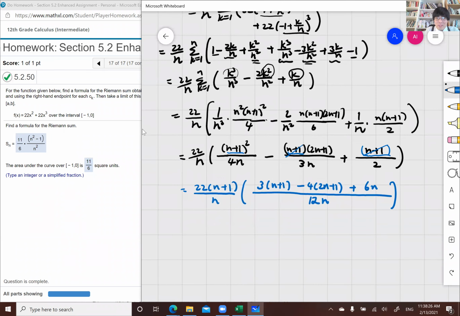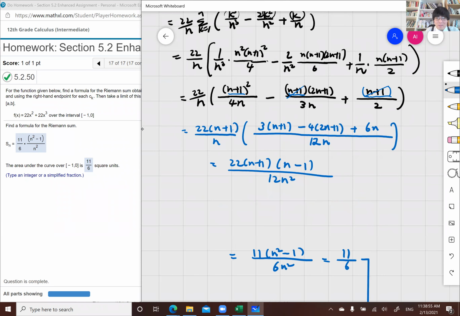So simplify the numerator. We finally get something simple enough. That's going to be 6, 3, 9, so it's going to be 9n. 3 minus 4 is going to be minus 1, so it's going to be n minus 1. So it looks good. That's going to be 11n squared minus 1 over 6n squared. Or you can rewrite it as 11 over 6 minus 1 over 6n squared. So that's the simplest form.